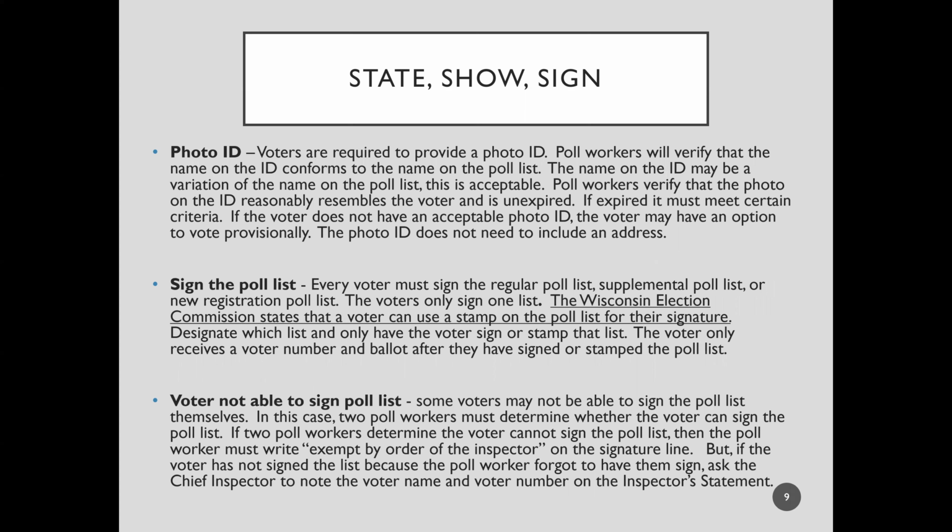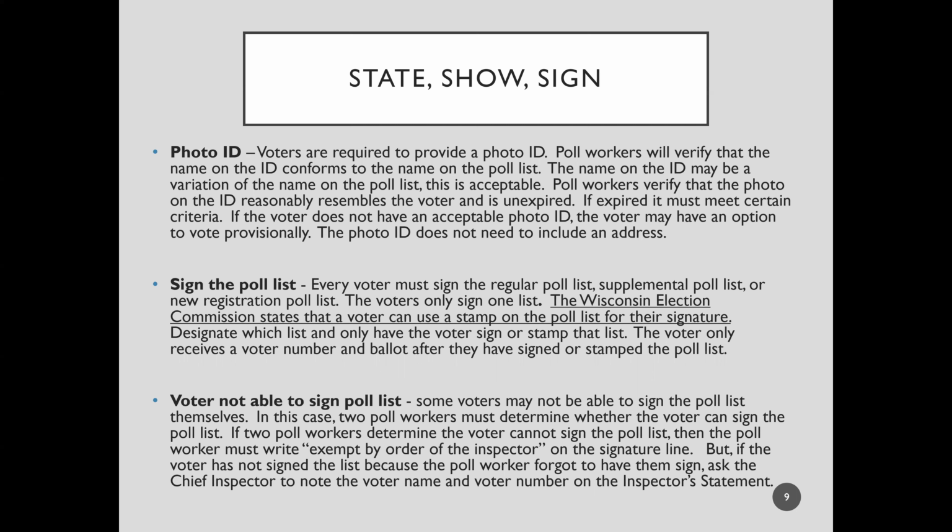The photo ID. After you find their name and address in the poll book, then you will ask for their photo ID. The voters are required to provide this. The poll workers will verify that the name on the ID conforms to the name on the poll list. The names on the ID may be a variation of the name on the poll list, and this is still acceptable. Poll workers verify that the photo on the ID reasonably resembles the voter and is unexpired. If expired, it must meet certain criteria we will talk about later. If the voter does not have an acceptable photo ID, the voter may have an option to vote provisionally. The photo ID does not need to include the address.